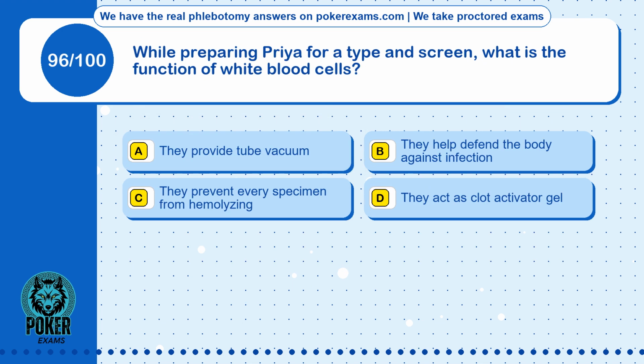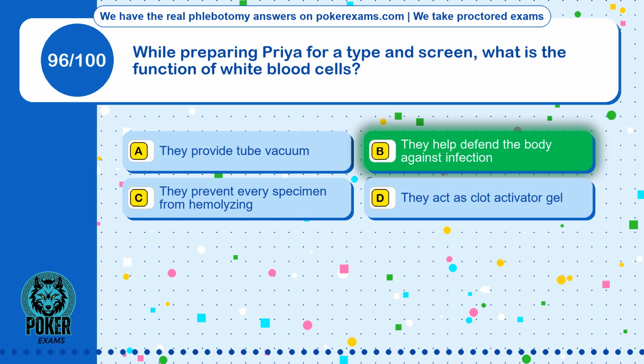Question 96. While preparing PREA for a type and screen, what is the function of white blood cells? Option A. They provide tube vacuum. Option B. They help defend the body against infection. Option C. They prevent every specimen from hemolyzing. Option D. They act as clot activator gel.